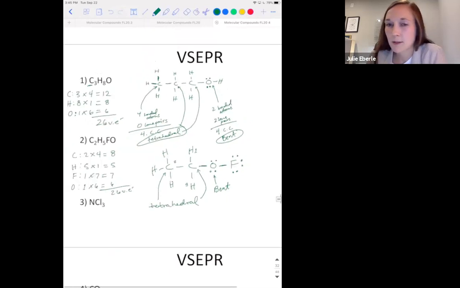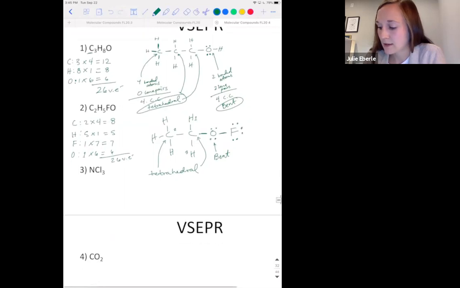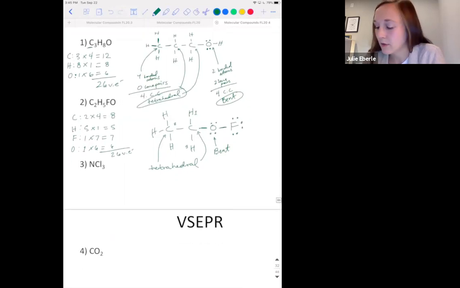Now, it probably seems very ironic that all the carbons were the same and all the oxygens were the same. That's not always the case. Do not get it in your head that carbon's always tetrahedral and oxygen's always bent like this. It may not always be the case, but it just so happened to be for these 2 molecules.